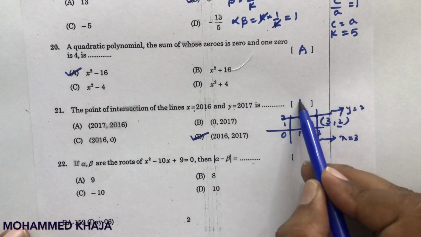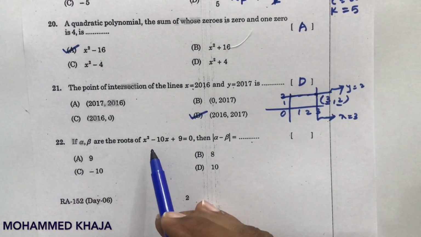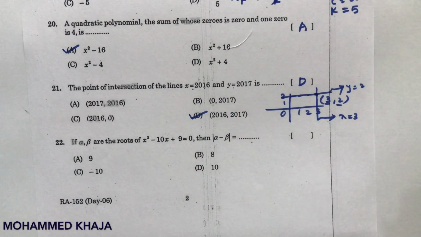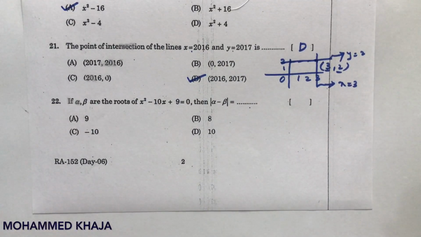So the correct option is D. Next, alpha and beta are the roots of x square minus 10x plus 9. Then find alpha minus beta. So here, to find alpha minus beta, you can do it.